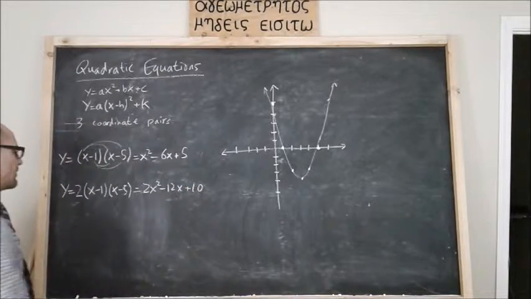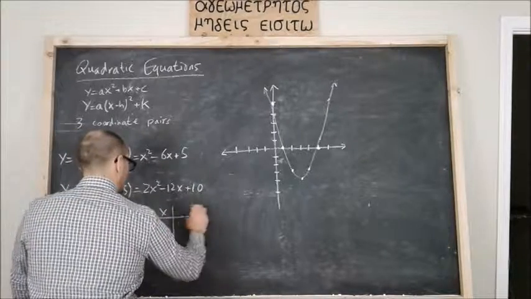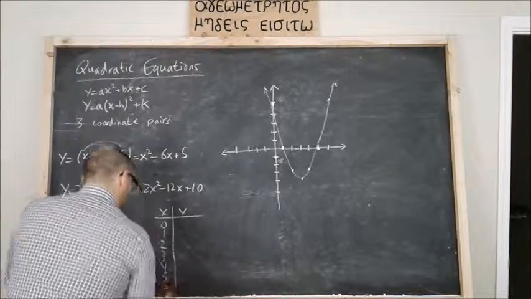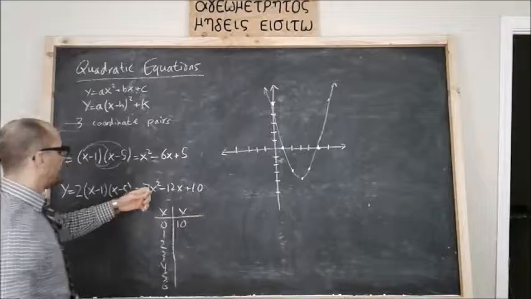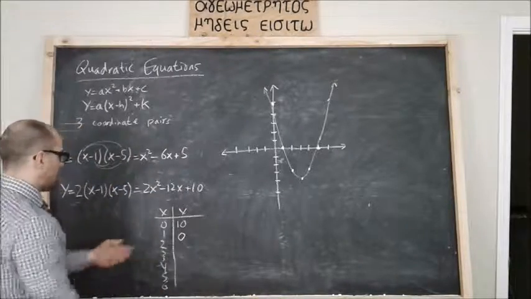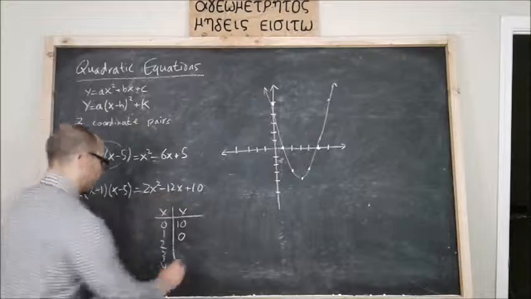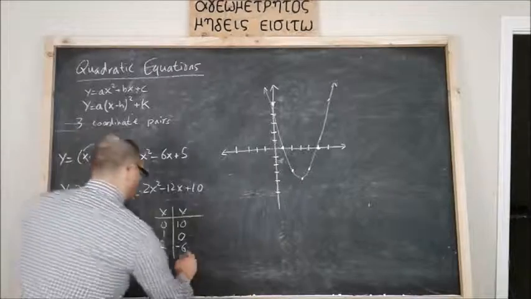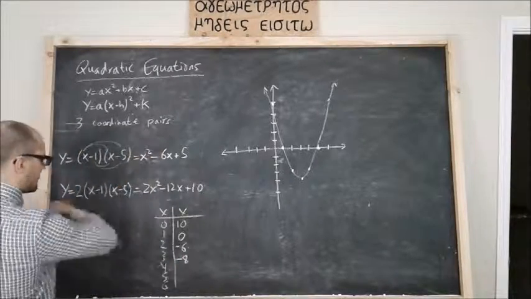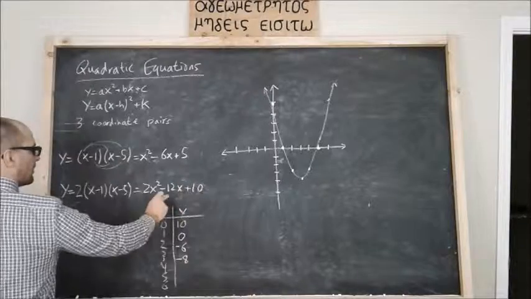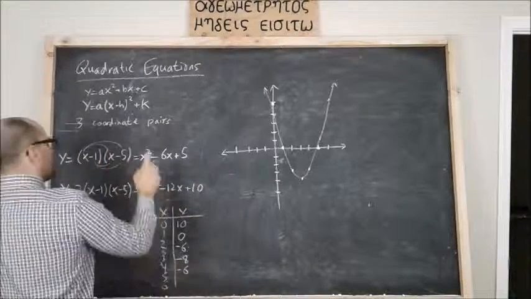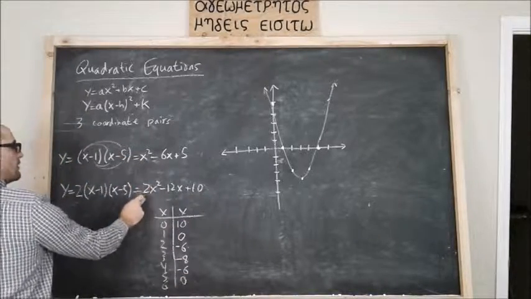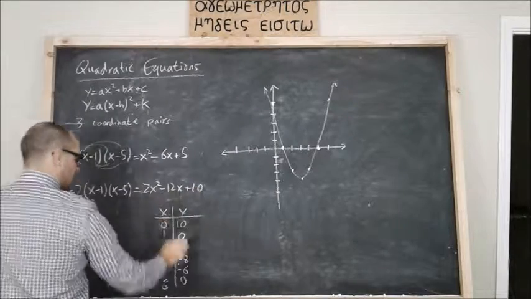Okay? So, table method, x and y. 0, 1, 2, 3, 4, 5, 6. Plug in a 0, I get a 10. Plug in a 1, I get 2, 1, that's 0. Okay, plug in a 2, I get 4 times 2 is 8, 18, minus 24 is a negative 6. 3 squared is 9 times 2 is 18, plus 10, 28, minus 36 is minus 8. Okay, and symmetry. 4 squared, 16 times 2, 32, plus 10 is 42, minus 48 is negative 6. 5, 25 times 2 is 50, plus 10 is 60, minus 60 is 0. And 6. 6 squared is 36 times 2, 72, plus 10, 82, minus 72 brings us back to 10.